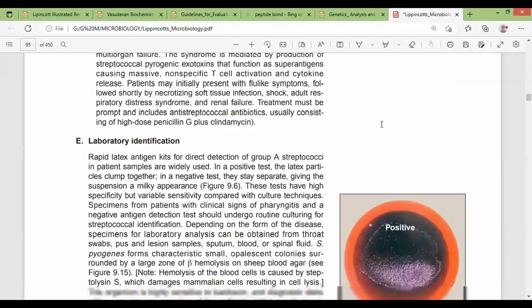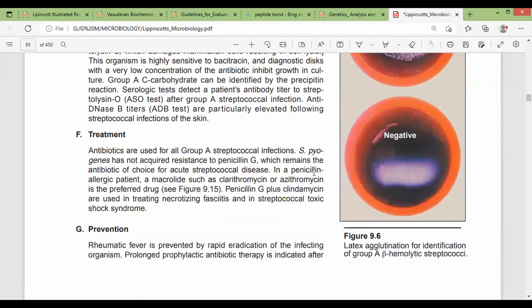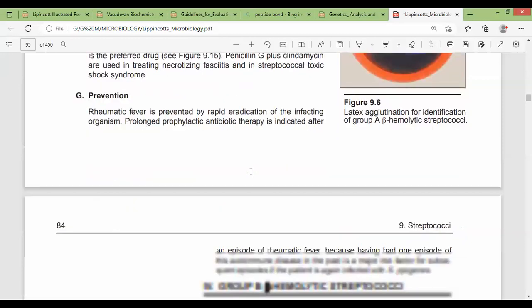When we come to lab identification, remember beta hemolysis. I hope someone has sent a picture of beta hemolysis to the group. Antibiotics: just think of it in terms of pharyngitis. What do we give for pharyngitis? One can give penicillin, penicillin V, amoxicillin. If the patient is allergic to penicillin, azithromycin. Those are the antibiotics used.